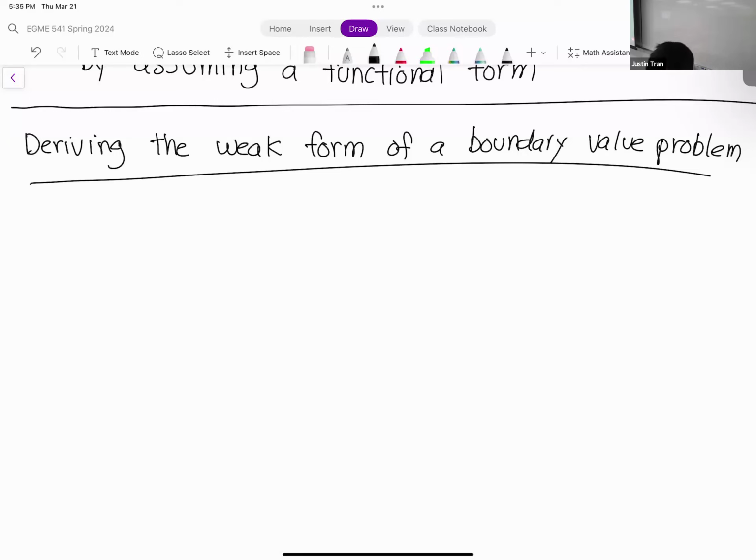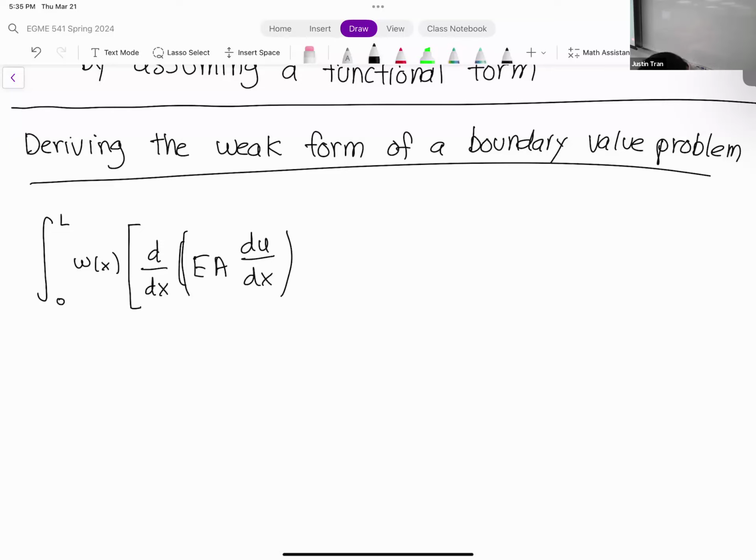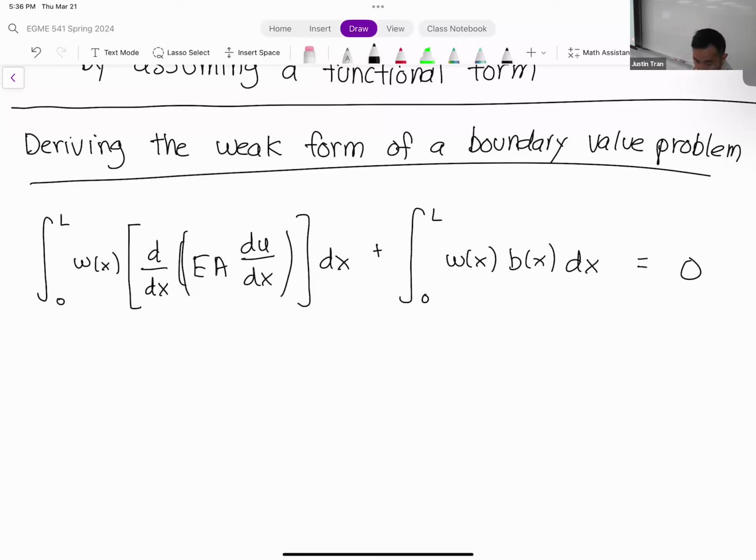So let me start with the integral. Let me go ahead and rewrite the integral that I had up there. Integral from 0 to L of w of x multiplied by d/dx of EA du/dx, dx, plus integral from 0 to L of w of x, b of x, dx. All that's equal to 0.